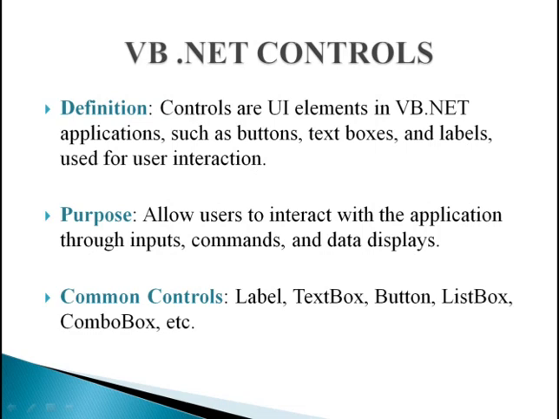Now let me tell about the common controls which are used in VB.NET. Some of the common controls present are labels, text boxes, buttons, list box and combo box. Label displays static text. Text box allows the user to enter and edit the text. Button triggers an action when an event is performed. Event is nothing but the clicking. List box displays a list of items from which the user can select. Combo box combines a text box with a list box, which allows the user to enter or select the values.